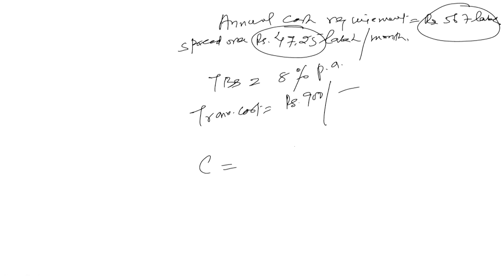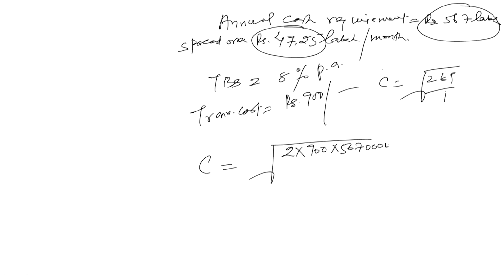We have to find out C, and the model is C equals the square root of 2BT by I. Here, 2 is 2. B is the transaction cost, which is 900, and T is the total requirement of cash in a year, that is 567 lakhs. This is the total product, and finally we divide it by the annual opportunity cost, which is 8%, that is 0.08.